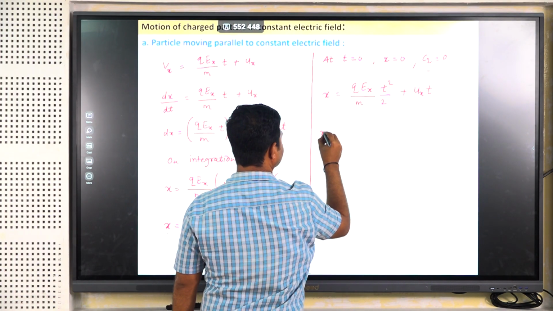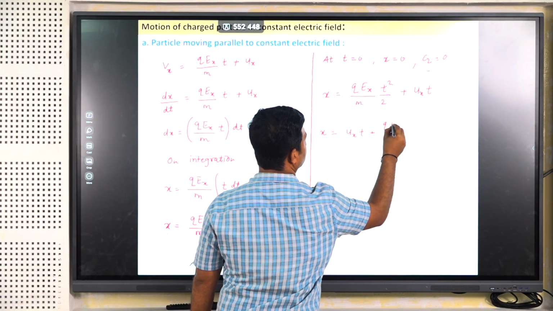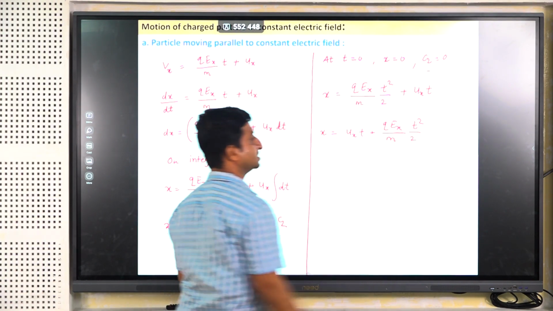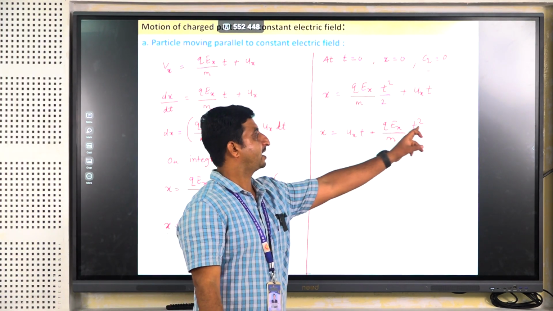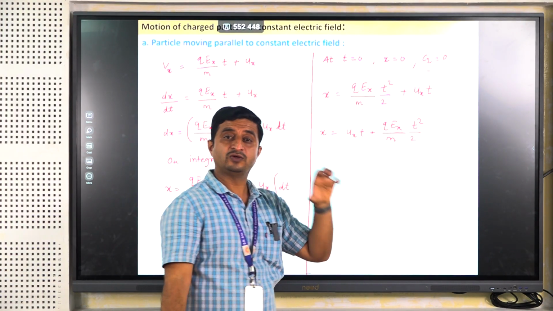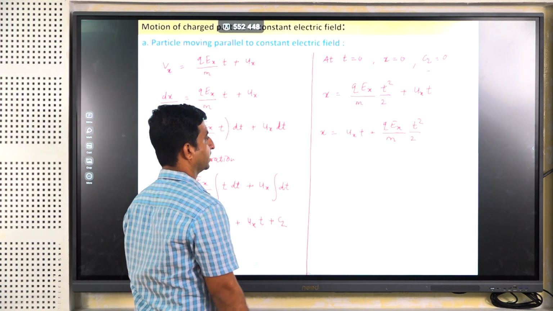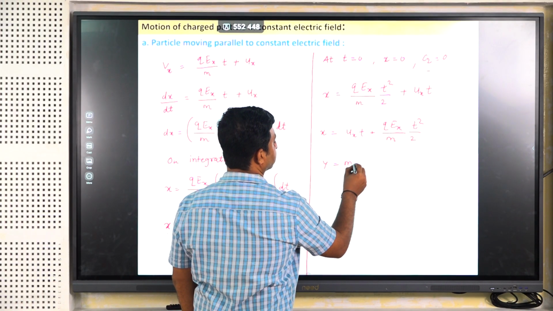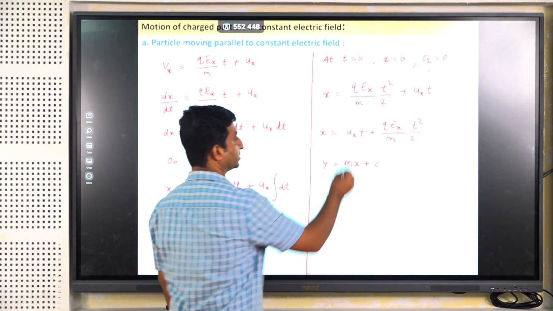We can rewrite this equation as x is equal to ux t plus qEx upon m t square by 2. This is the position of the charged particle in the electric field at different times. So t is a variable, so we can find the position of the charged particle when the electric field is parallel to the moving charged particle. When we compare this equation with the equation of a straight line, y is equal to mx plus c, it is comparable.